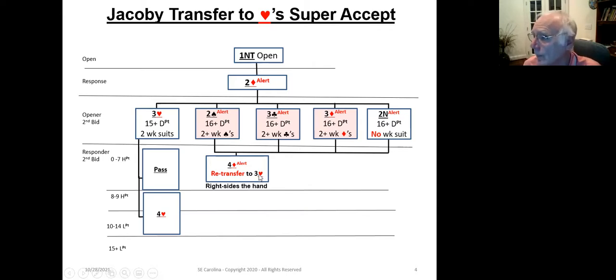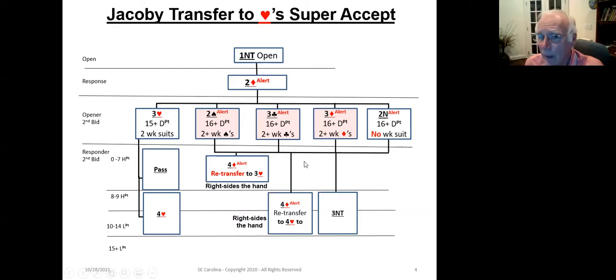The opener will then bid 3 hearts. Okay, this right-sides the hand again. So you can see that one of the major features of the super acceptance, as it is with the Jacoby transfer, is to right-side the hand. Now, if the responder has enough points for game, they're going to bid 4 diamonds. Okay, and that is also a retransfer to 4 hearts. And again, this right-sides the hand.